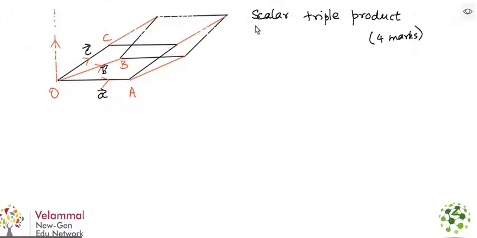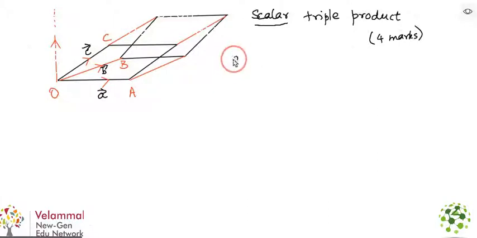Scalar means it is related to dot product and the answer will be a number. Vector triple product we don't have in the syllabus. Suppose if we had vector triple product, the answer would be a vector. Remember, we did scalar product and vector product. Scalar product answer was a number, vector product answer was a vector. So scalar triple product answer will be a number.